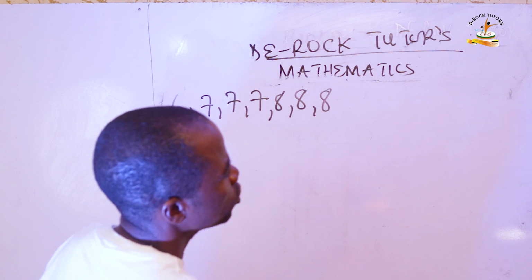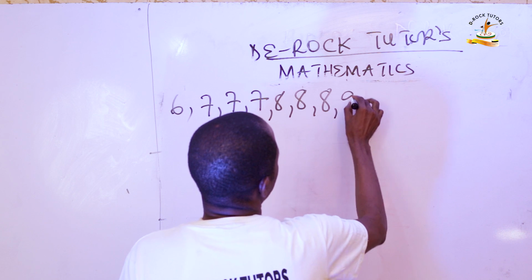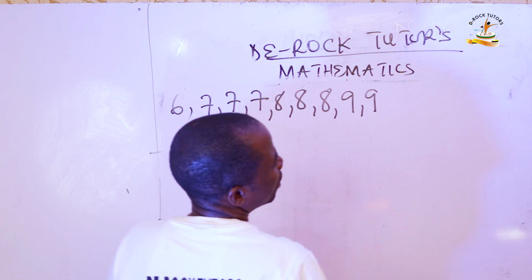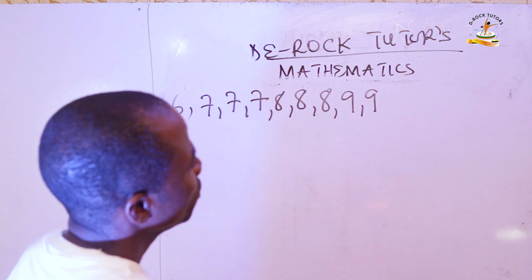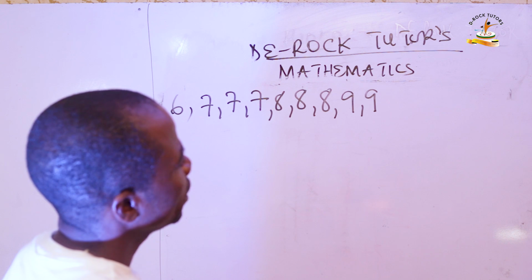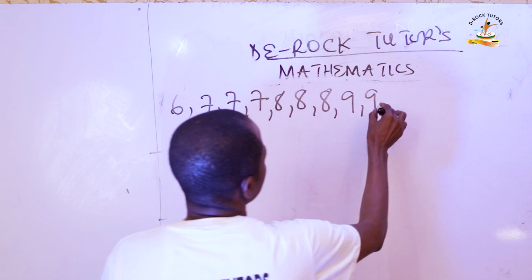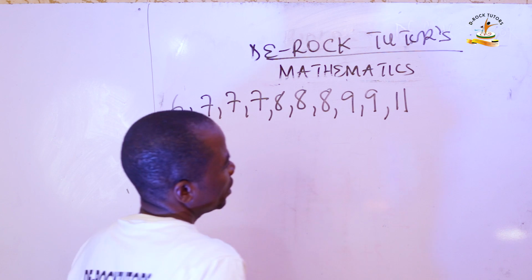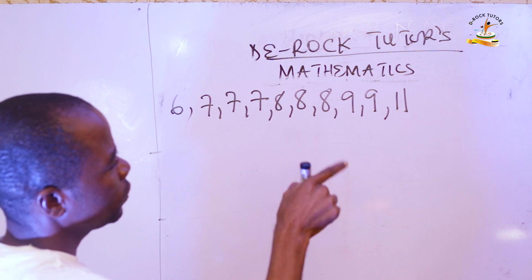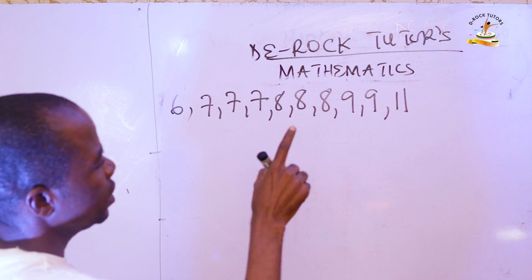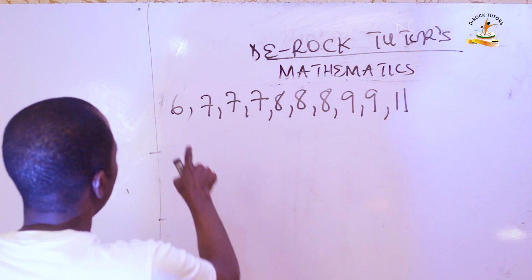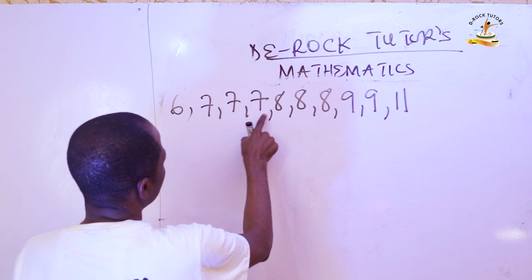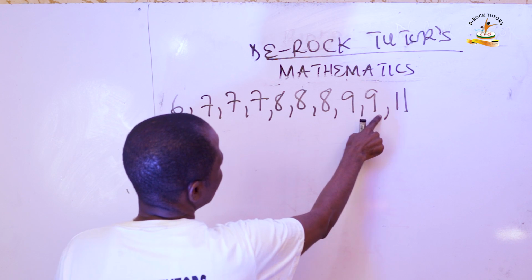How many 9 do we have? We have just 2. That's 9, 9. Then we don't have 10, do we? We don't. And then we have 11. Let's count them. 1, 2, 3, 4, 5, 6, 7, 8, 9, 10.